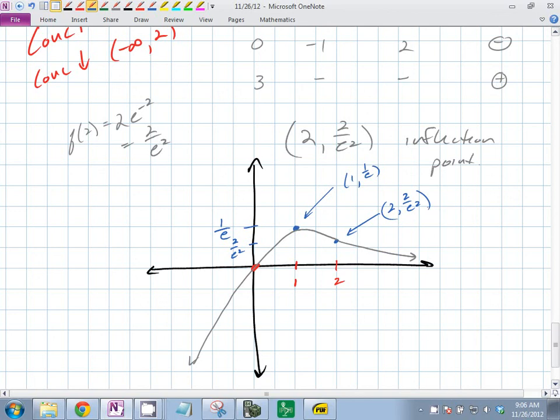Also, you know it has to be below because if you're confident in your derivative, you know from here on the graph is going down. So it better be below 1 over e. And we also proved that it's a maximum. So we have a lot.